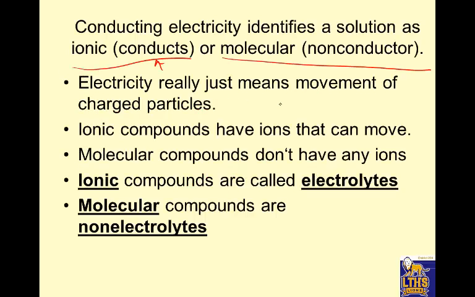So, electricity just means moving charged particles. So, ionic compounds have ions that can move when they dissolve. Molecular compounds do not. They don't have any ions. So, ionic compounds are called electrolytes, conductors of electricity. Molecular compounds are called non-electrolytes. Vocab. Write it down. Get to know it.